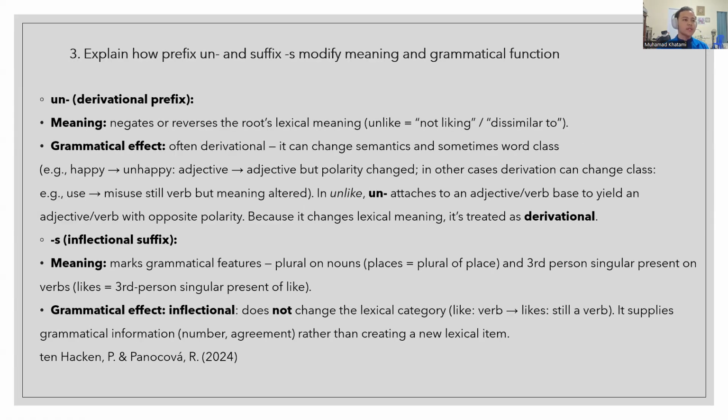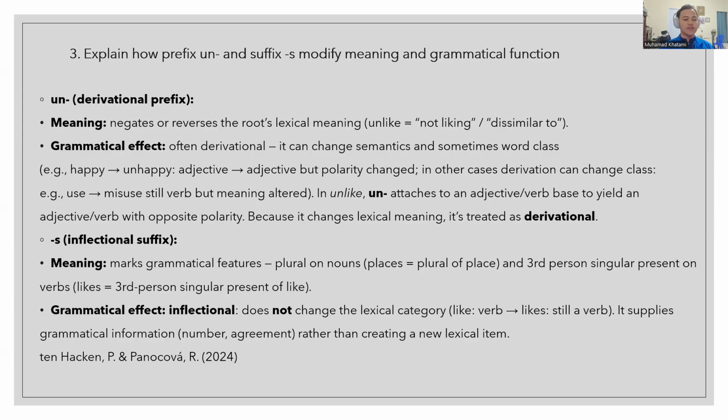Okay. For the next question, explain how the prefix un and the suffix s modify meaning and grammatical function. For the derivational prefix un, the meaning is that it negates or reverses the root lexical meaning. With the case study before, the word unlike is the negative form of like. So it means not liking or dissimilar to.